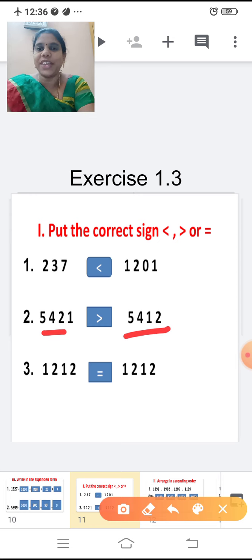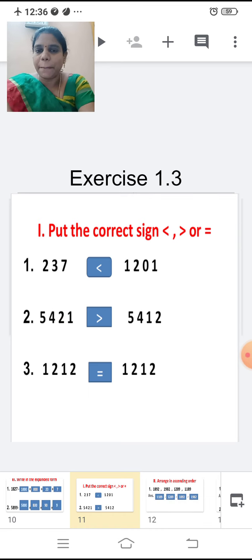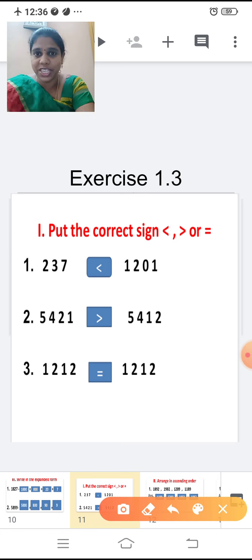5421, 5412. Now, how will you compare these two numbers? In this, we have 4 digits. In this also 4 digits, right? So, now, we'll compare from the leftmost part, thousands place. In both the numbers, we have 5 in the thousands place. Now, what will you do?